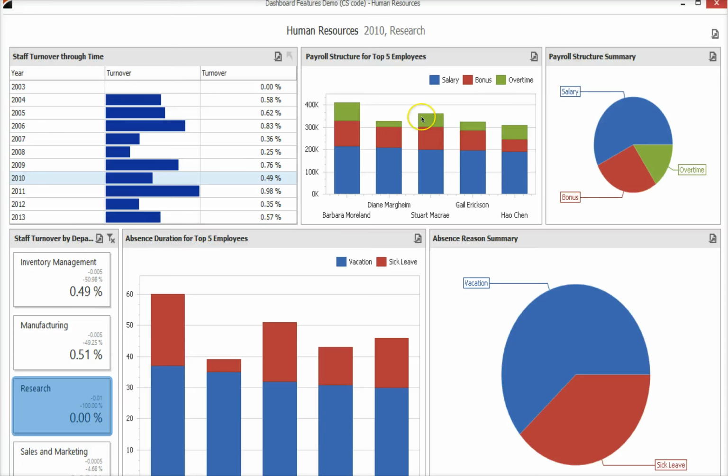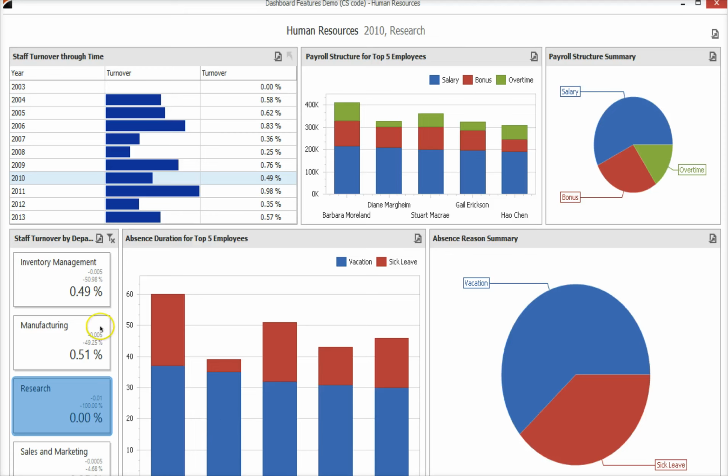We look at the payroll structure by the top 5 employees. We have the payroll structure summary here. We have staff turnover by department. We have absence duration for the top 5 employees. And we have absence reasons, whether it's sick leave or vacation. So it's cut off at the bottom a little here, but each of these bars is a specific employee.